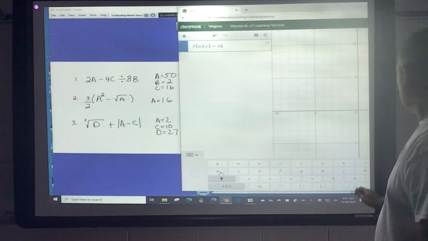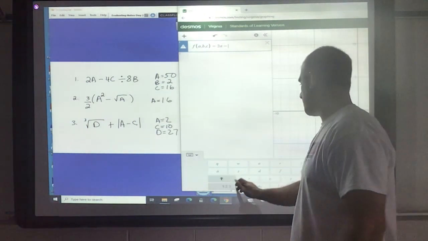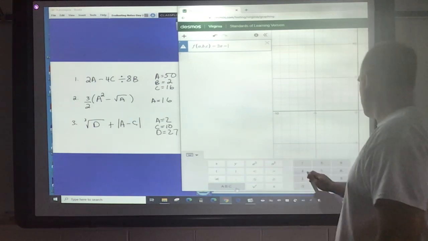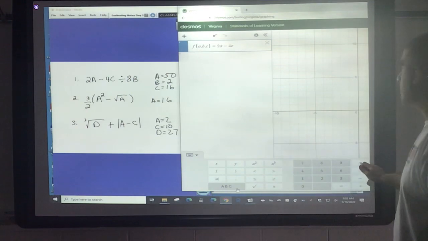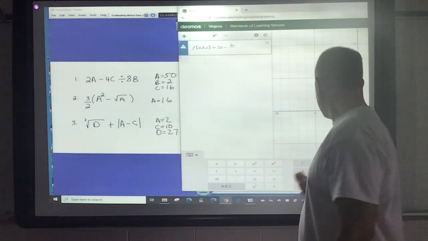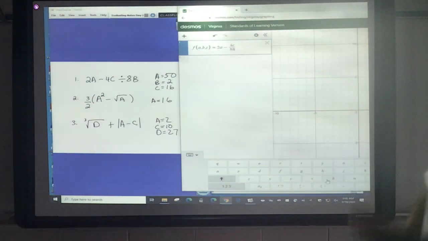So 2a minus 4c, oops, gotta get the number there, 4c divided by 8b. Okay, so that's the first line.